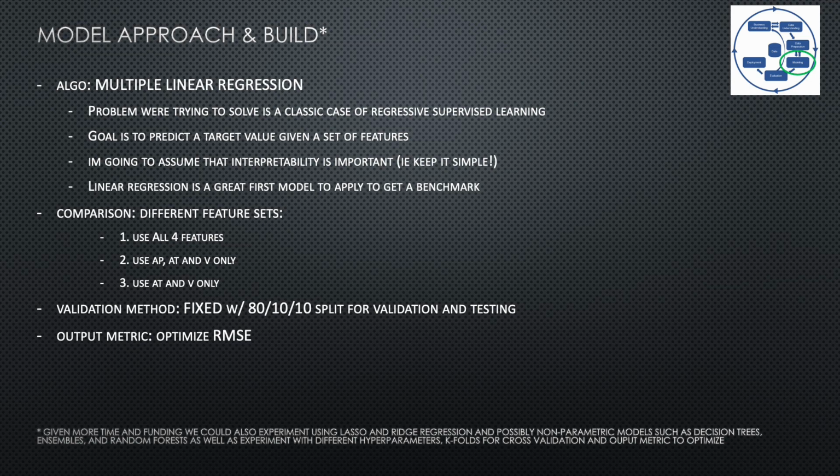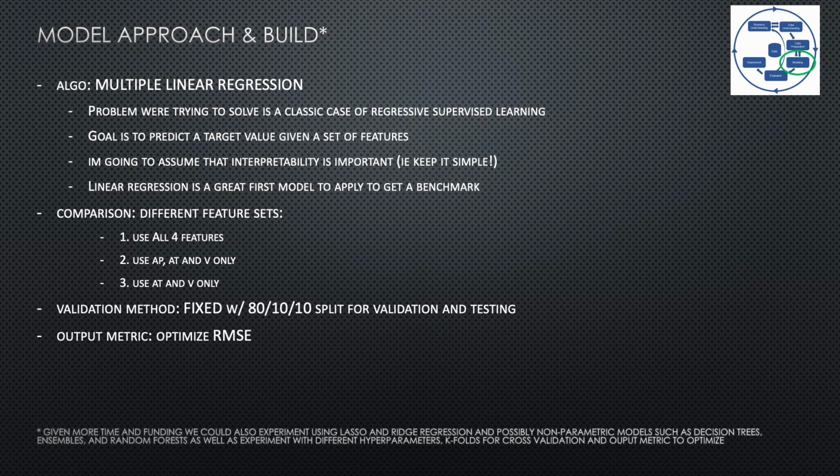And then when determining how I'm going to compare this linear regression across different models, I'm going to just try different feature sets. So my first model, I'm going to use all 4 features. My second model, I'll just use 3: pressure, temperature and vacuum. And then my third final model, just 2 features, temperature and vacuum, because they seem to have the strongest correlation to output. The validation method I'm going to use is a fixed 80-10-10 split for training, validation and testing. And my output metric, I'm just going to try and optimize my RMSE, my root mean squared error.